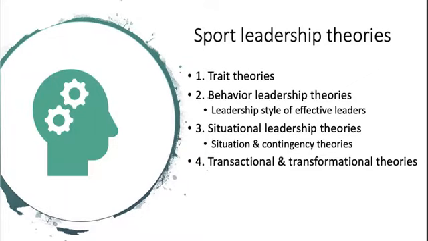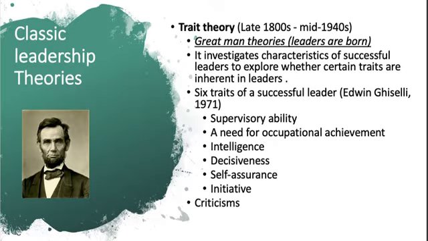Right. Now let's look at corporate leadership theory. As we introduced previously, we're going to talk about 4 types of leadership theory. Trait theory mainly looks at the characteristics of a leader. Behavior leadership theories look at different leadership styles. Situational leadership theories look at how the different leadership styles can be applied to different situations. And the last one is transactional and transformational leadership theories. We start with trait theory first.